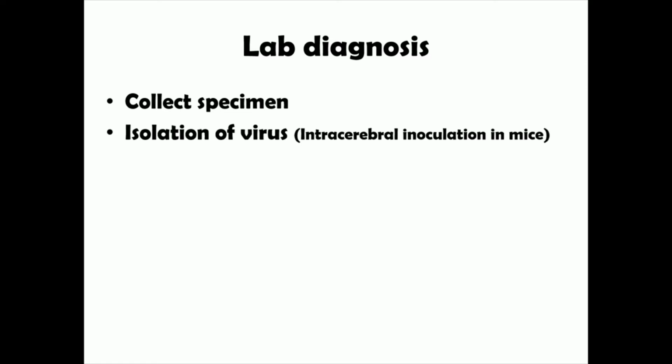The virus can be isolated by various methods. One of the methods which can be used is intracerebral inoculation in mice. As I told you earlier, when you inject the virus into the brain, that is intracerebrally into the mice, what can happen is that they can produce either flaccid paralysis or spastic paralysis. If the virus produces flaccid paralysis, they are Group A coxsackieviruses. If they produce spastic paralysis, they are Group B coxsackieviruses.